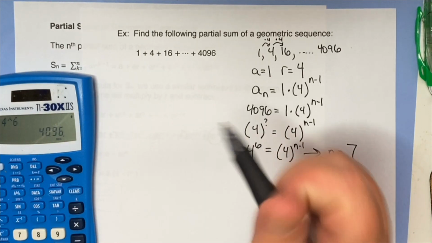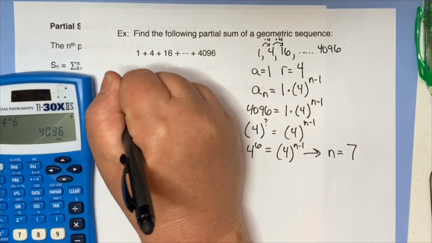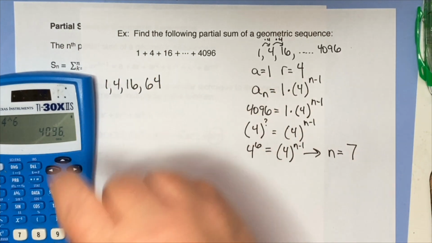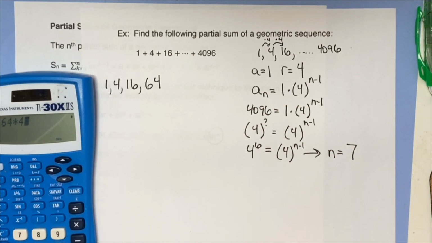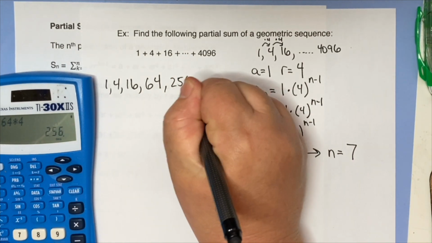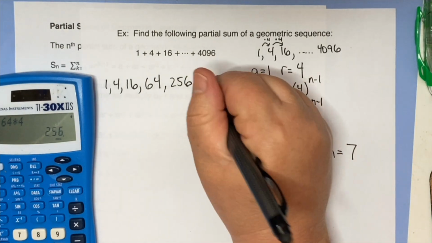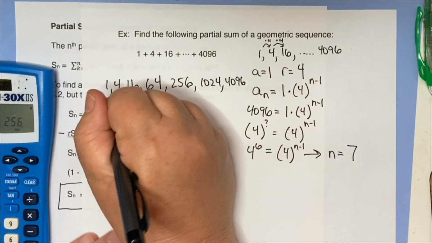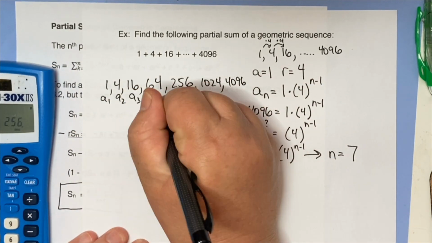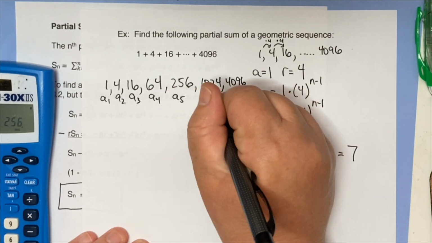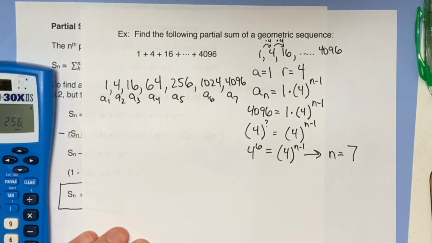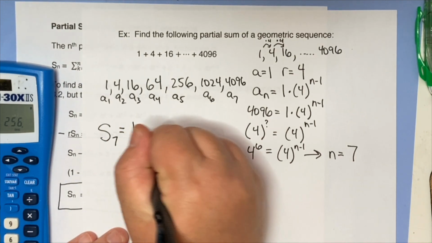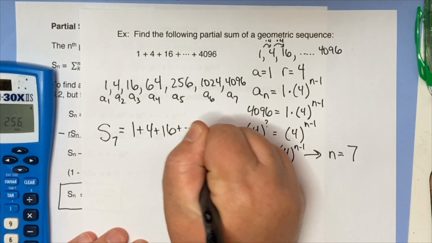So if I actually wrote out the whole thing, we'd have 1, 4, 16, 64, times 4, 256. And then times 4 would be 1024. And then 4096. So here we've got A1, A2, A3, A4, A5, A6, and A7. So I want this partial sum. My partial sum is going to be 1 plus 4 plus 16 plus ... plus 4096.